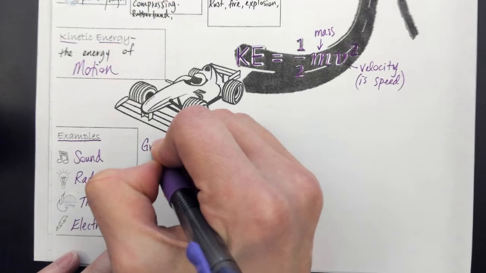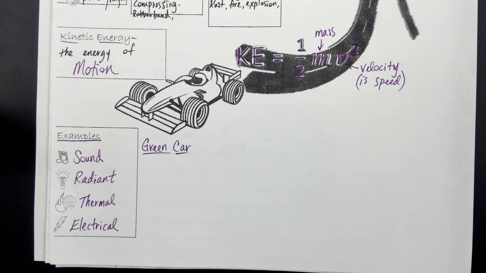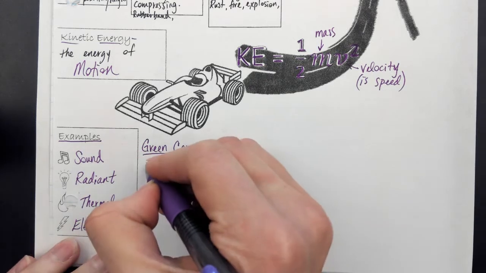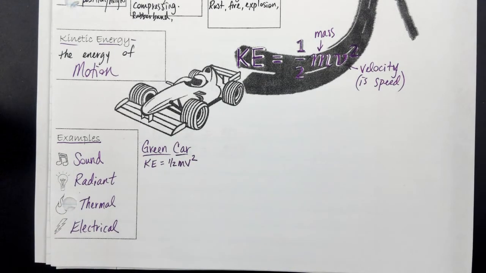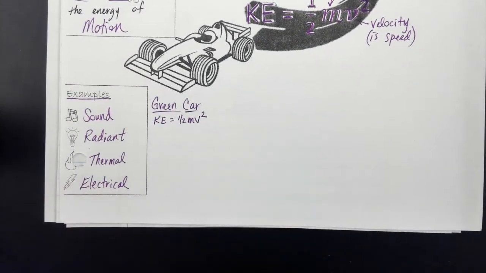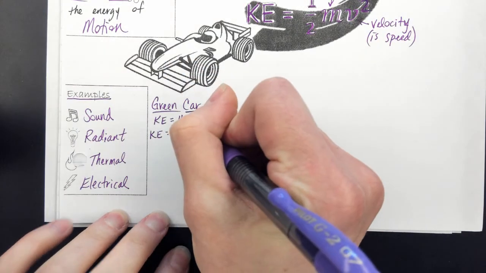We are going to calculate the green car on page 162. What is the first thing that I have to do? Write the formula. KE equals 1/2 m v squared. Two letters are side by side, so we're going to multiply. The second step is to fill in the numbers. KE equals 1/2. Go to the picture.